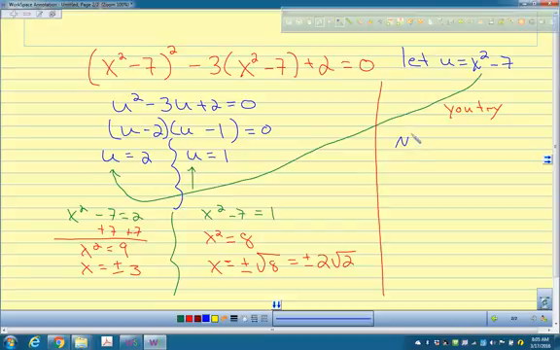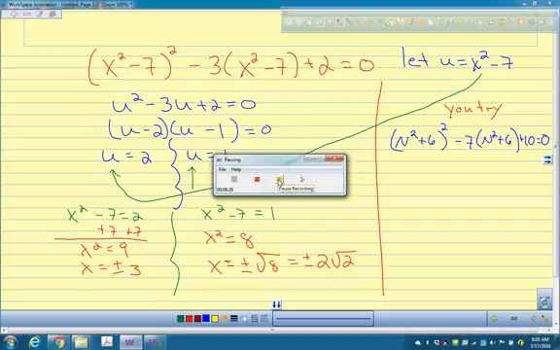N squared plus 6 squared, minus 7 times n squared plus 6, plus 10 equals 0. Okay? So try that one, see what you get. All right?